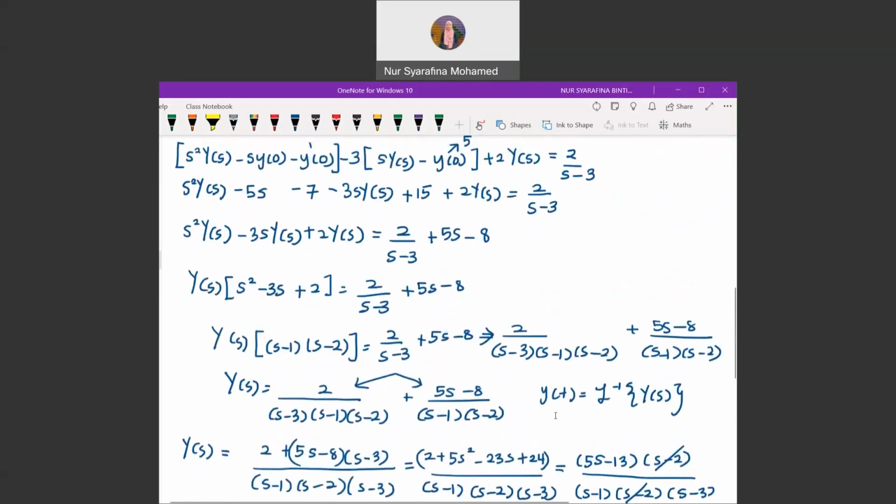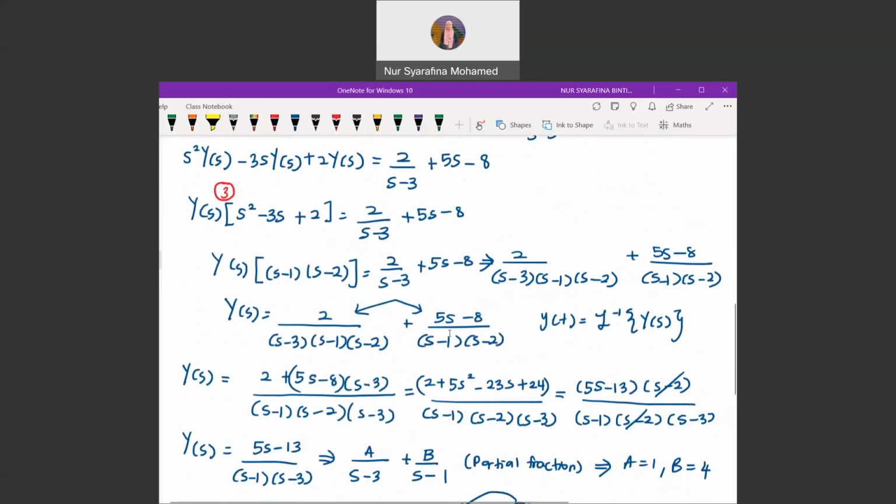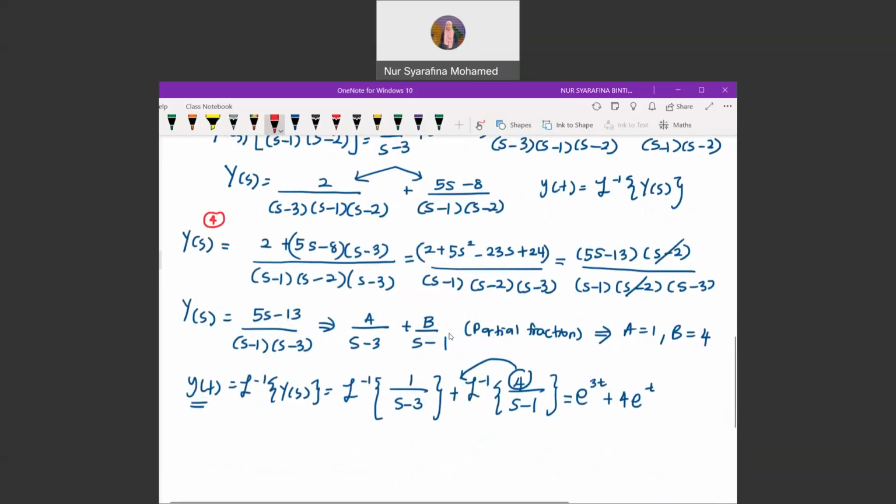The process here consists of transforming, applying the conditions y naught and y prime naught, and rearranging. So what we did here, we rearranged and have the solution in terms of Y(s), and then we inverse. But before inverting, we need to simplify, and this is our y(t).